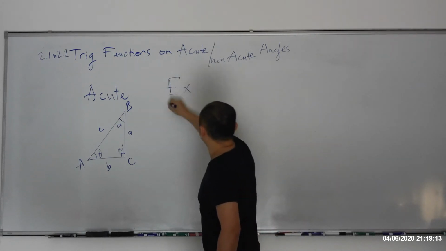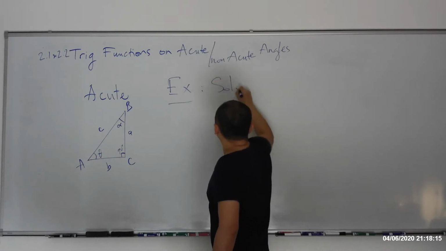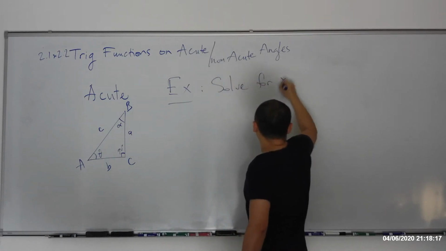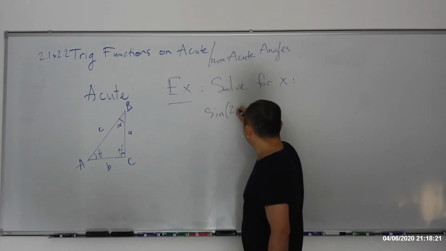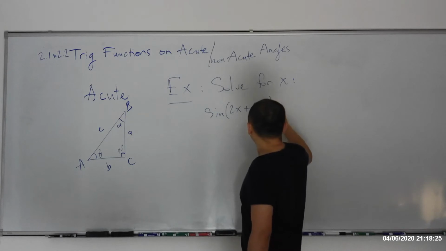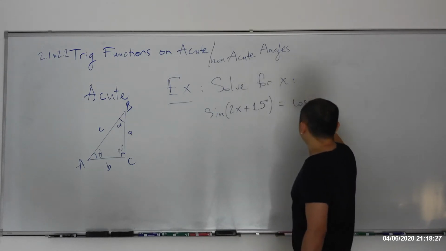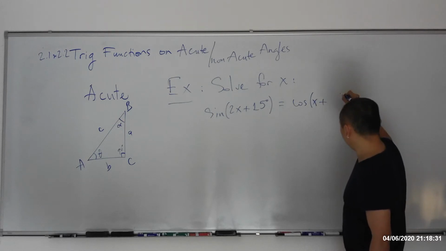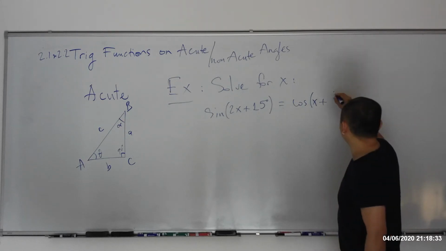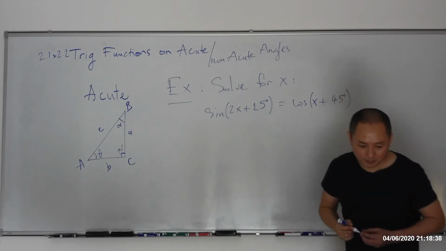Example. Solve for x, and we have sine of 2x plus 15 degrees equal to cosine of x plus 45 degrees.